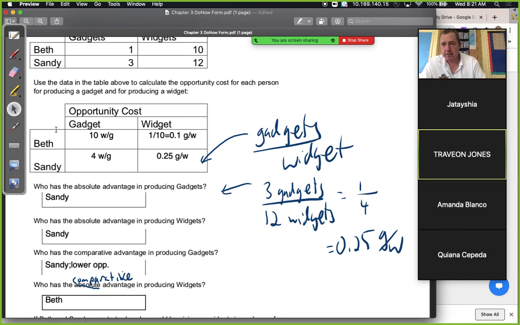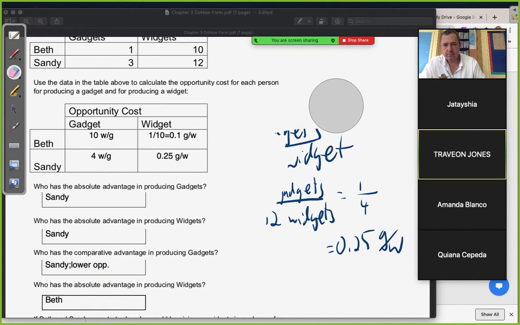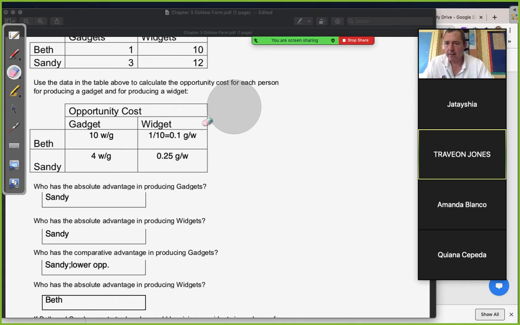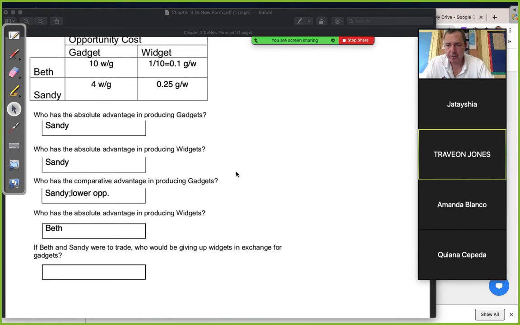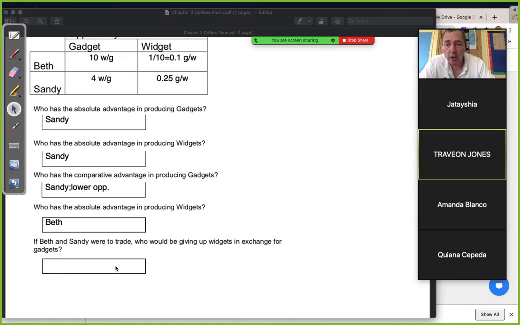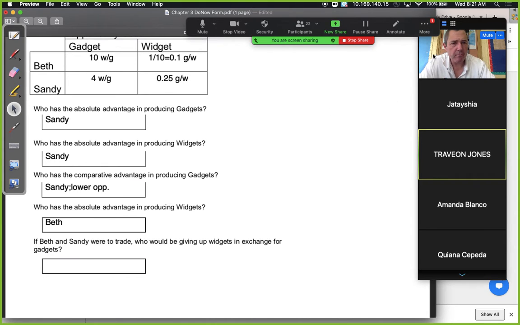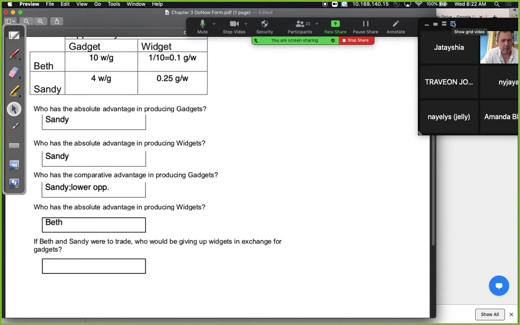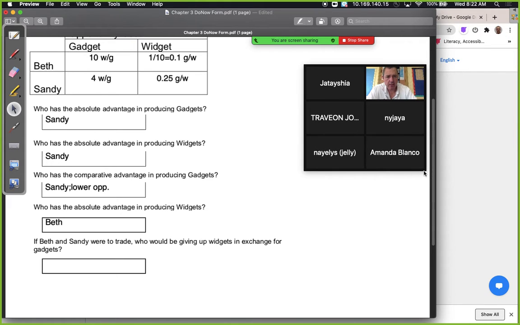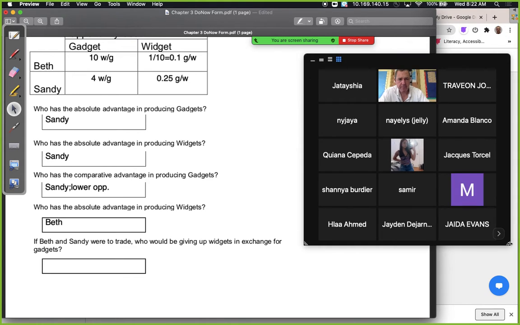All right, so let's clean this up a little bit and finish this up. If Beth and Sandy were to trade, who would be giving up gadgets in exchange for widgets? Who would be exporting gadgets? Sandy? All right, let's get some input from other people. How many people agree with Travion? Get some thumbs up or something.